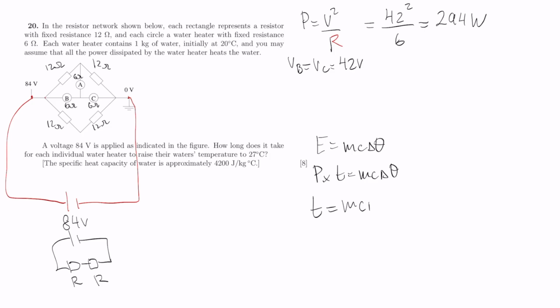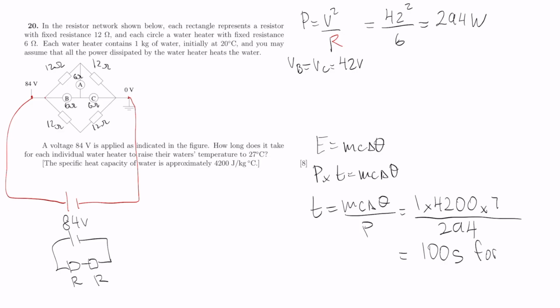Which is going to be MC delta theta divided by the power. I think I've got pretty much all of the quantities. It's 1 kilogram multiplied by 4,200. We're given the specific heat capacity. Okay, change of temperature. We're going from 20 to 27, so that's just going to be 7 degrees. Divide that by 294. Okay, plugging in all those numbers, we're going to get around 100 seconds, and that's for B and C.